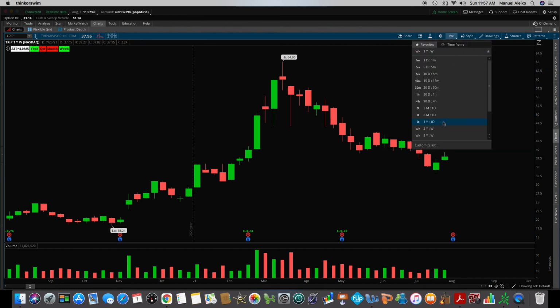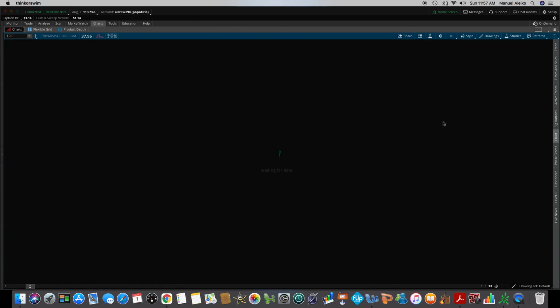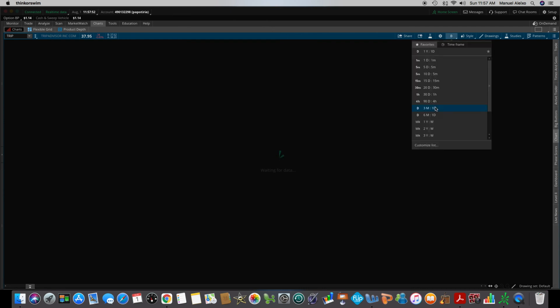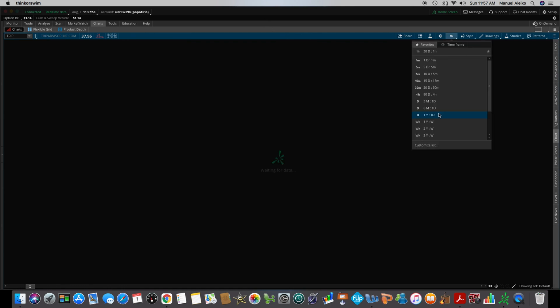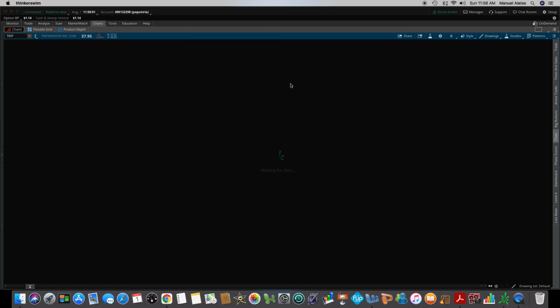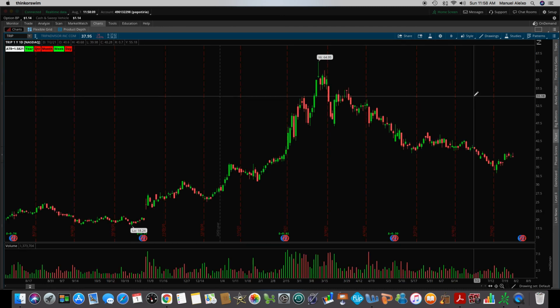Okay? Let's go to the 1-year daily. These are daily candles. Why is it taking so long? Come on. Oh, I guess it doesn't want to do what it wants to do. It's waiting for data. Oh, here we go. All right, so here's the 1-year daily. These are all daily candles. Definitely wait till $39.27 before you take this trade.